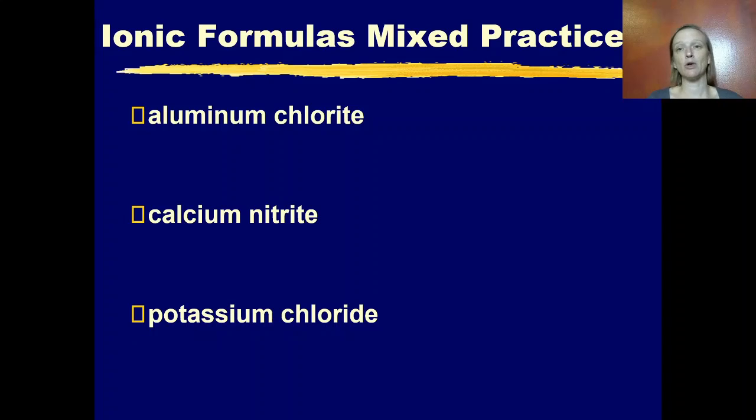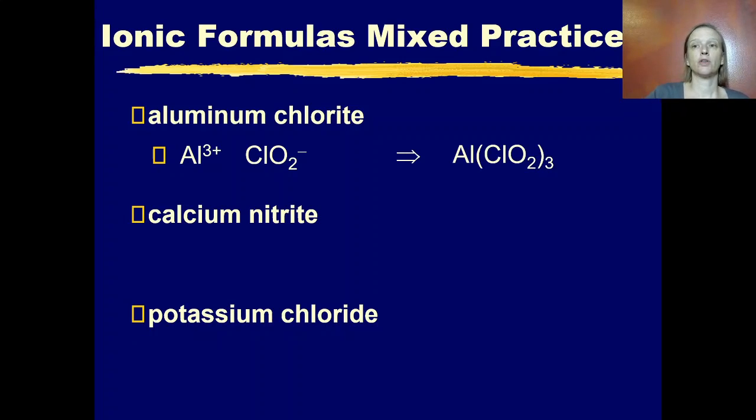So aluminum chlorite, calcium nitrate, potassium chloride. Pause the video, give it a try, and try to write the correct formula. So aluminum chlorite has the ions here as shown. So the correct formula is aluminum chlorite.